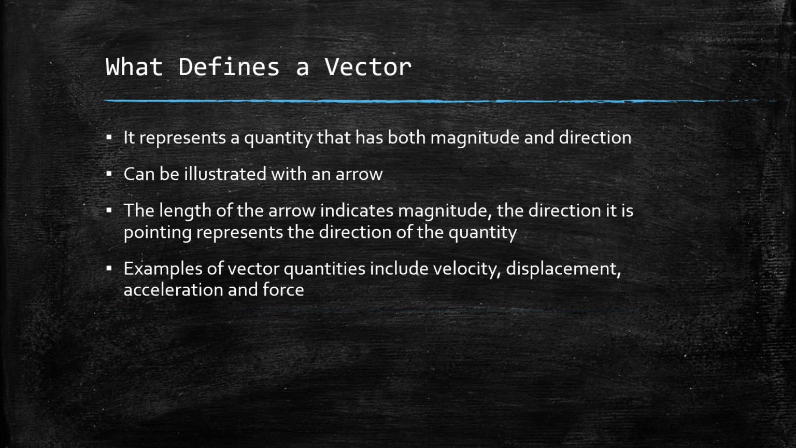So again, a couple quick definitions for a vector. It represents quantities that have both magnitude and direction, how much and which way something is going. It's illustrated with an arrow, which allows you to visually represent the mathematical value and the direction. The keys are that the length of the arrow indicates how much, or the magnitude, and the direction it's pointing represents the direction of that value.